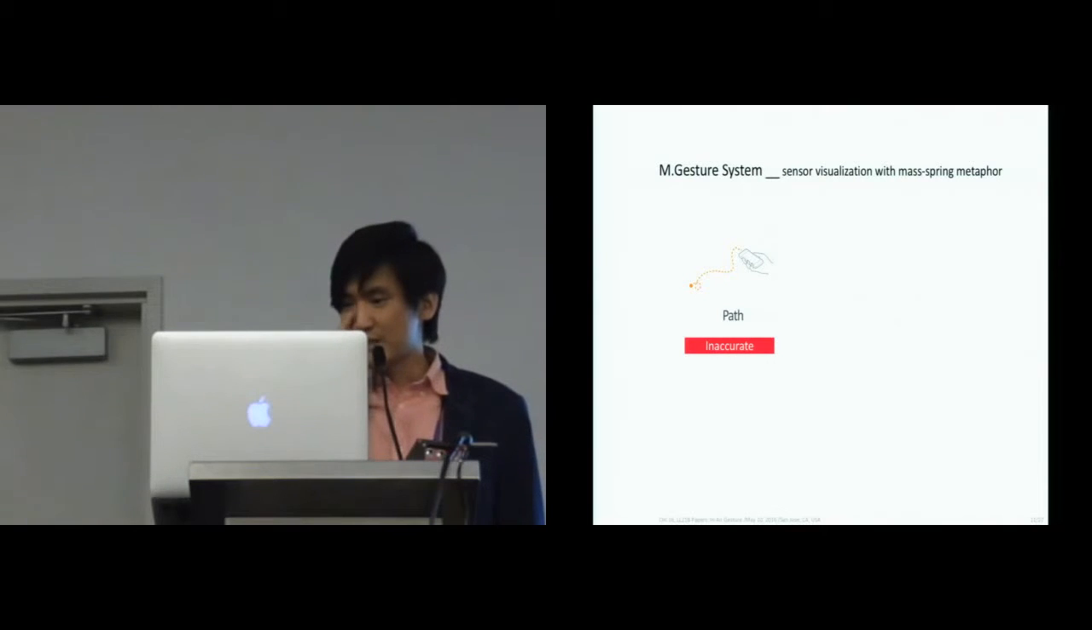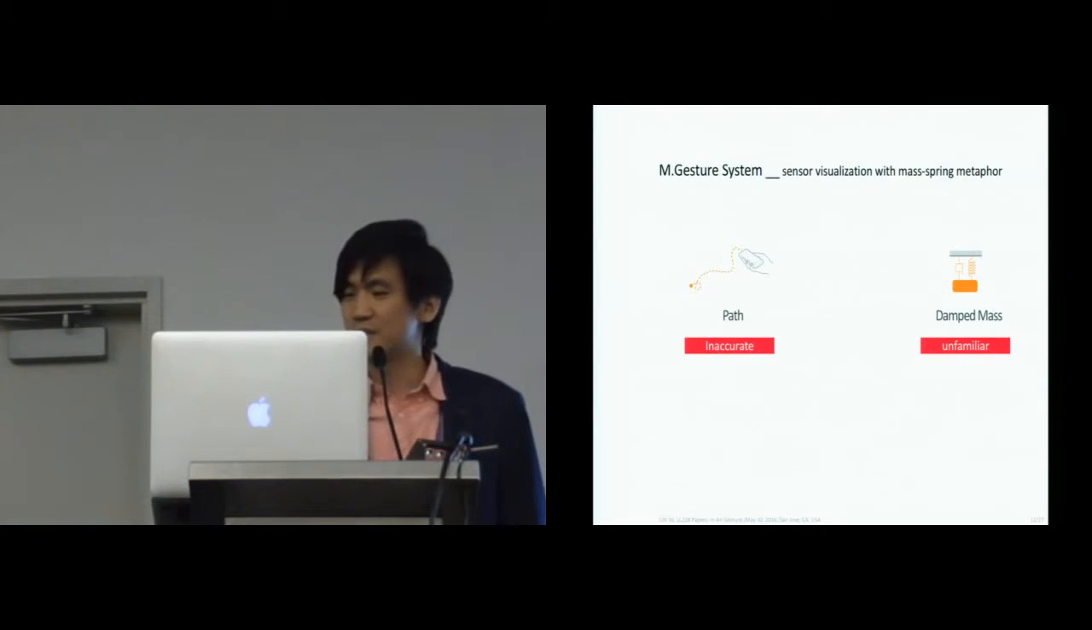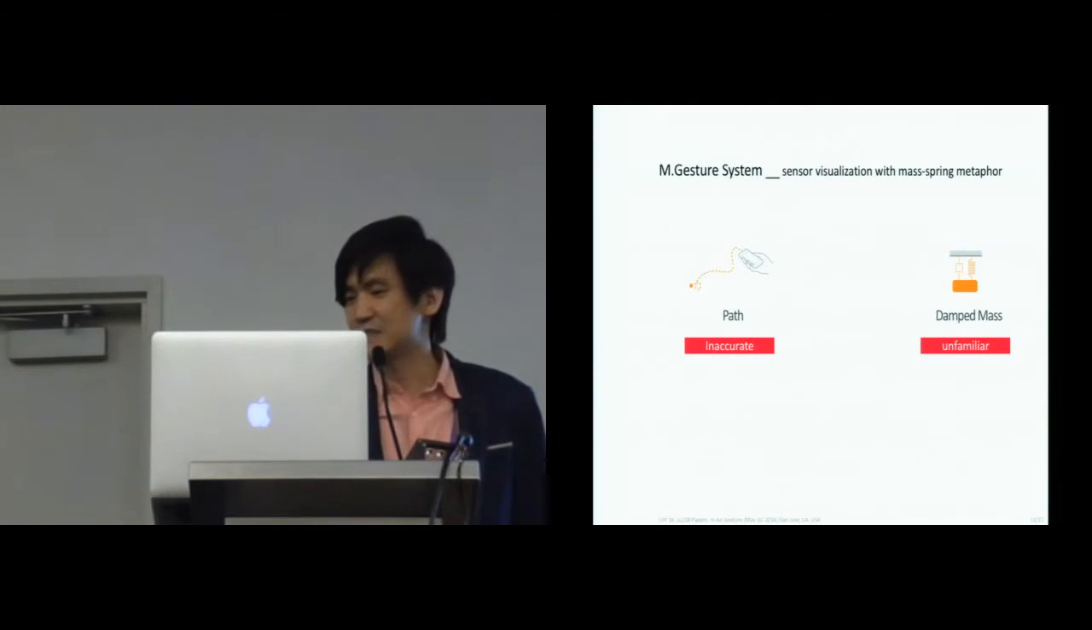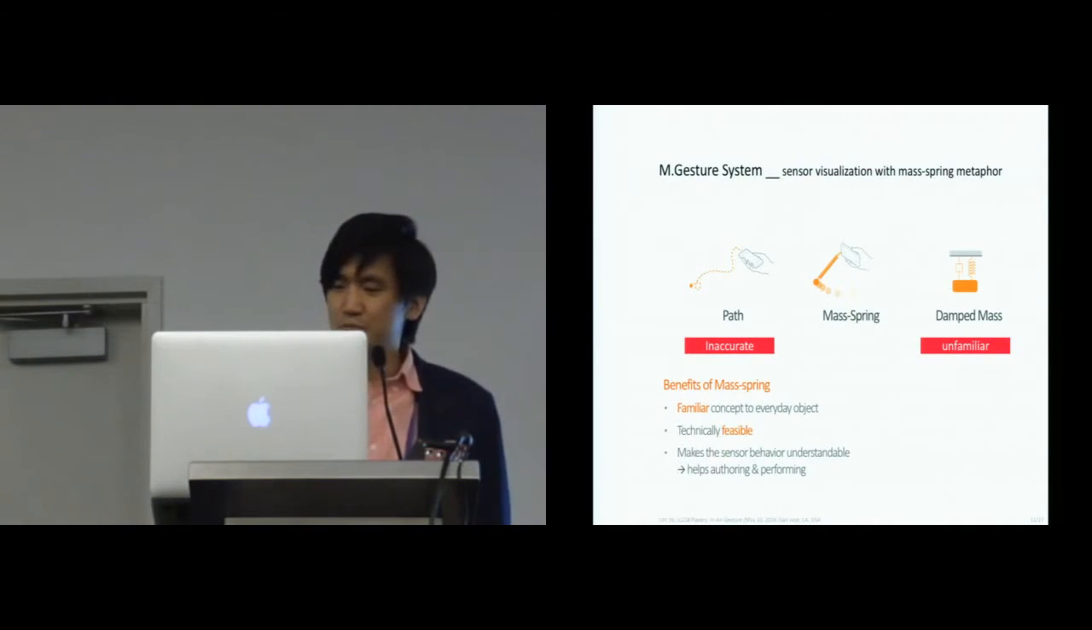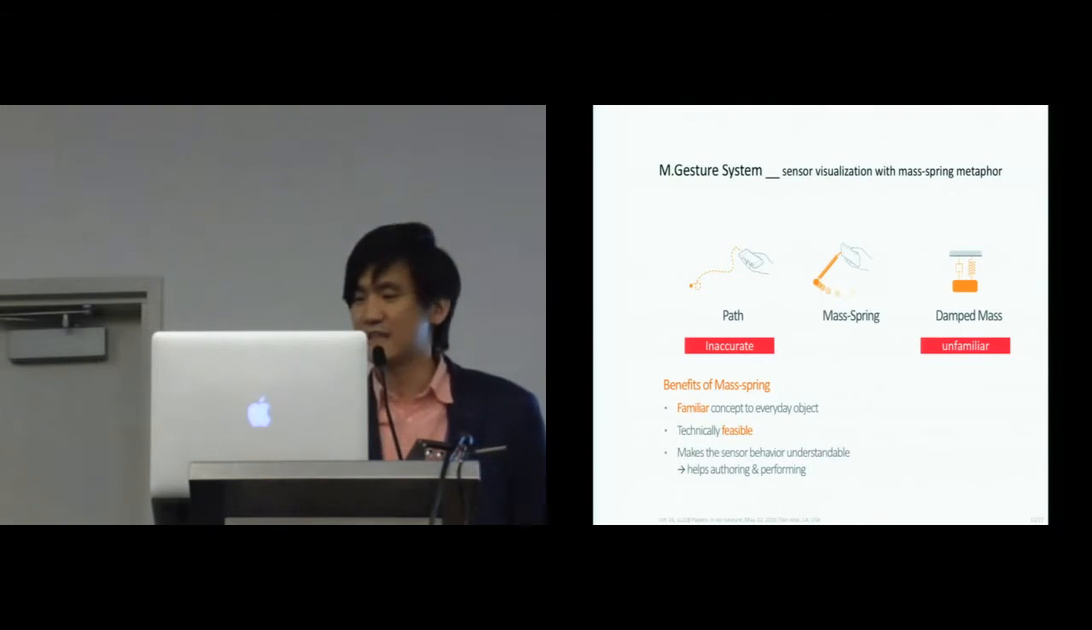An intuitive representation could be the gesture's direct path, but we did not use it because of the inaccuracy of the sensor. Another direct representation could be the acceleration value itself or a damped mass metaphor. But the early users who experienced our system without the metaphor thought its behavior was unpredictable. We then came up with the mass spring metaphor. It was the result of a design decision to make accelerometer-based gestures in a way that humans can understand while technically feasible.